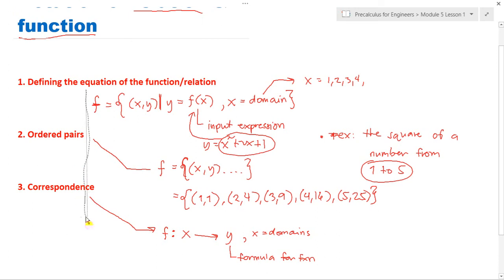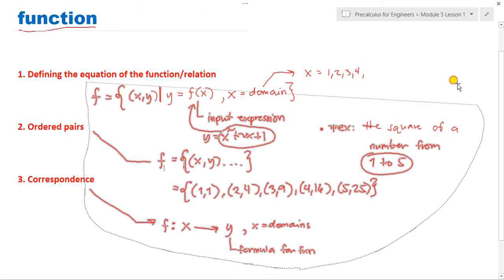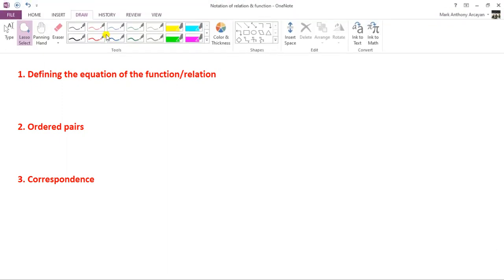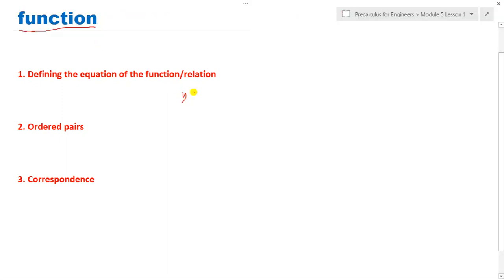Okay, let's say we have an example in order to visualize this. Let's say you are given a function y is equals to 2x plus 1, wherein your domain is this list of real numbers: 1, 2, 3, 4, and 5. Now represent this function into the three notations.